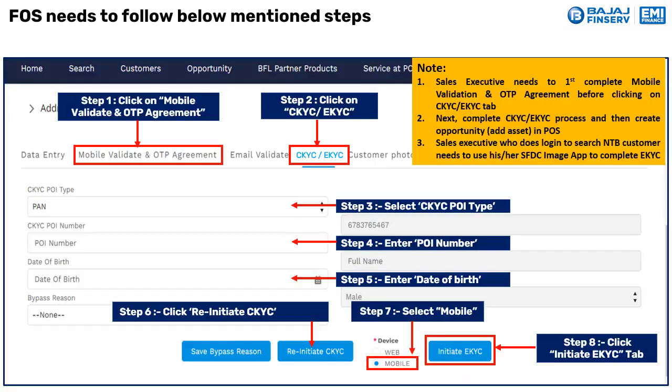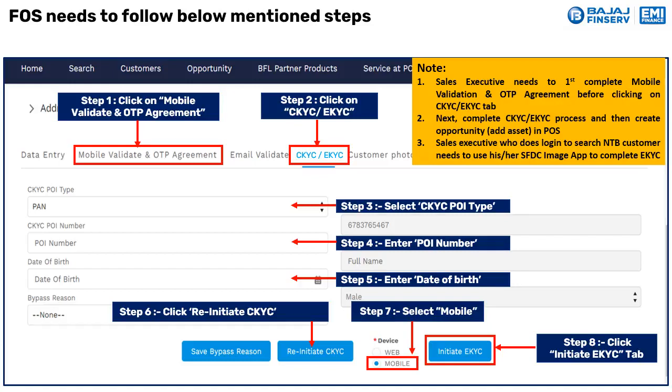Now from here on the next screen, you need to first complete the mobile validation and the first OTP agreement. Once you have done that, the second step is you need to click on the CKYC eKYC tab. Once you click on this tab, select your POI type, whatever document the customer is carrying, maybe an Aadhaar, a PAN, a voter ID, a driving license. Enter the POI number accordingly, the date of birth as it is appearing on that document, and then click on the reinitiate CKYC button. Once you've done that, select the mobile option which is showing as step 7 and then click on the initiate eKYC button.